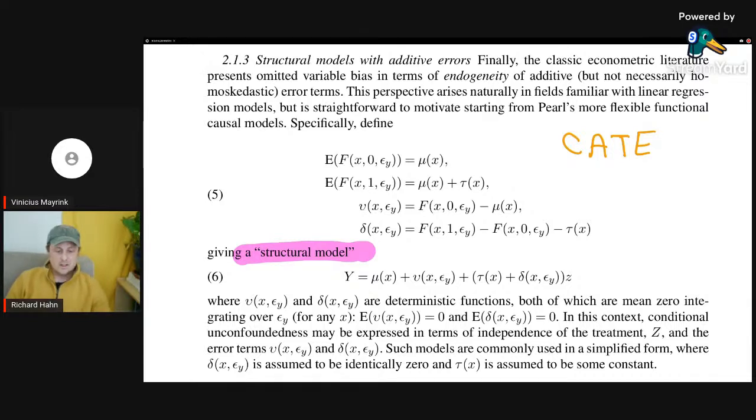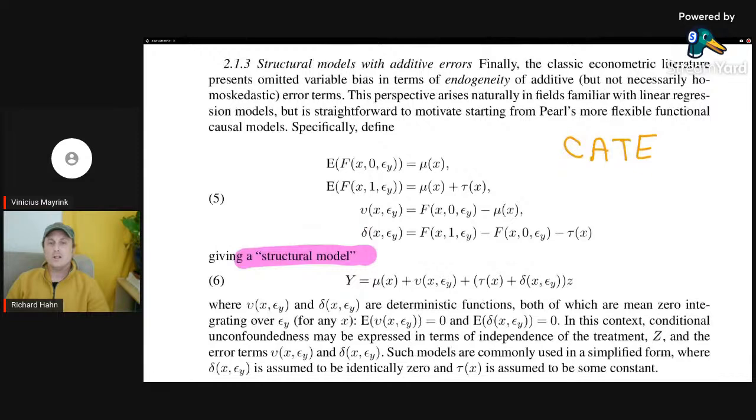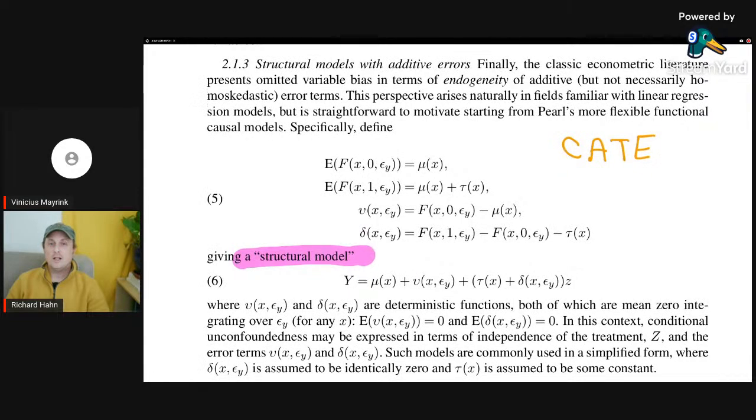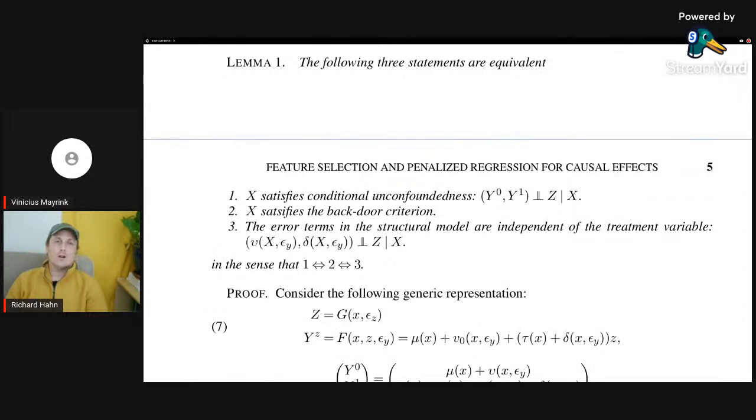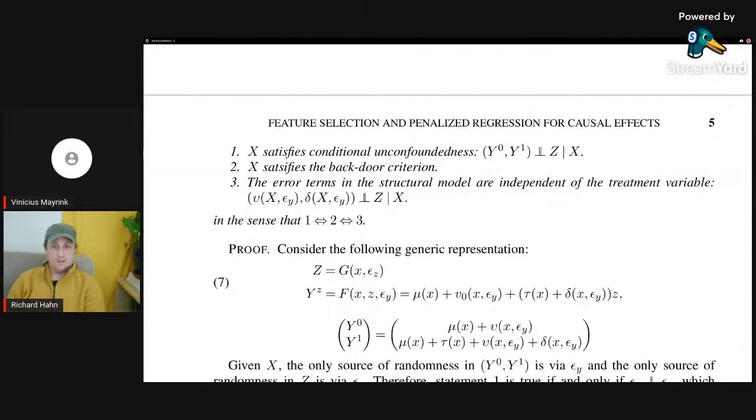One of the things I should also mention is that this is typically used in a simplified form where the delta term is assumed to be 0, tau is assumed to be a constant, and then you just have one error term, which is this guy right here. Okay, so my claim is that the following three statements are equivalent, and the status of this proof right now is a little bit heuristic, but let's talk about it.